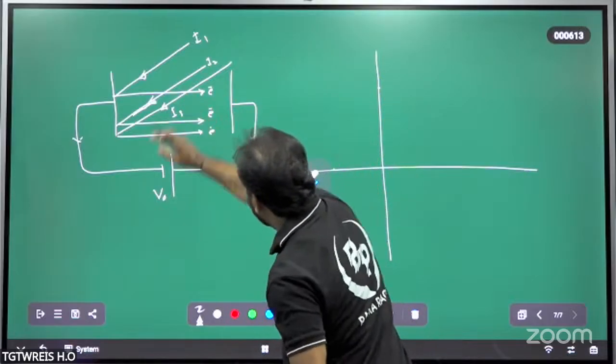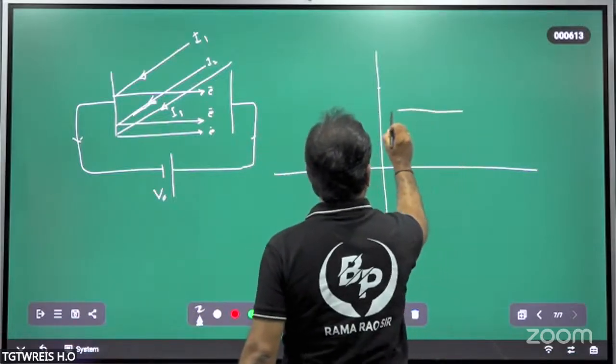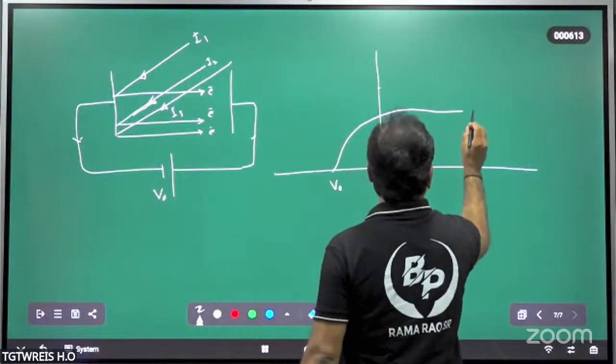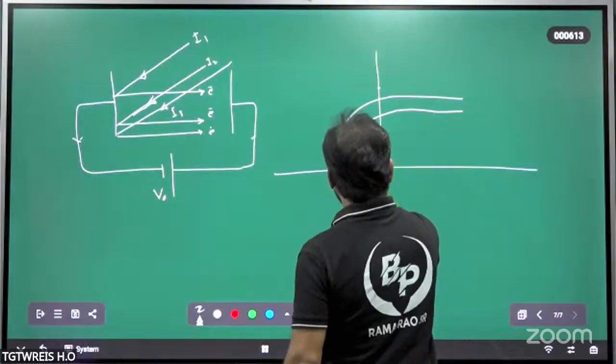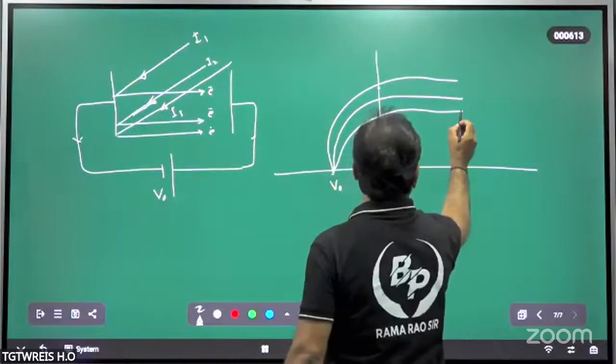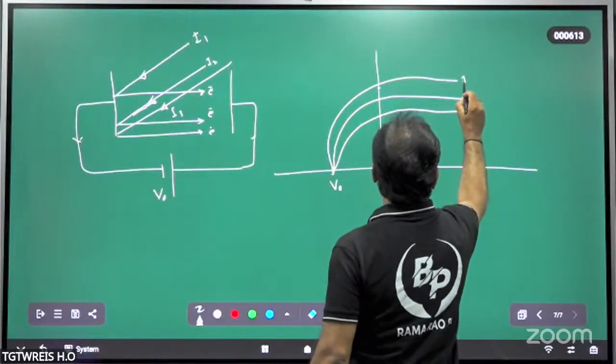When I1 intensity of light is used, it can emit the current like this, with a potential of V naught. This is I1 intensity of light. Next, I2 intensity of light also emits the current. I3 intensity of light also emits the current. This is the intensity of I1, I2 and I3.